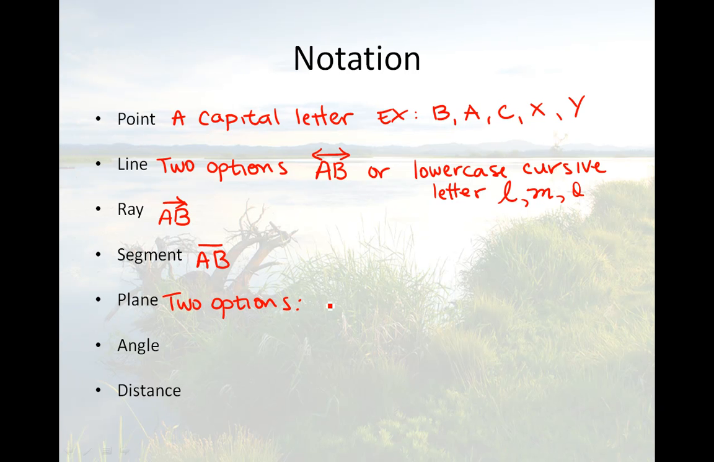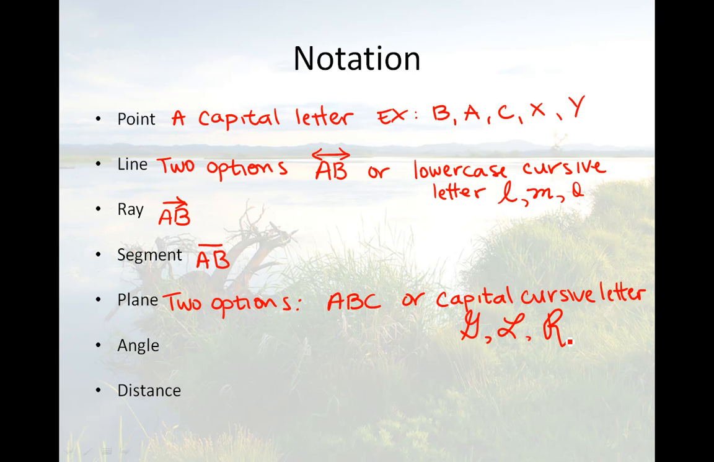A plane also has two options. One of them is three capital letters. Again, it's 3 points that are on the plane. There's nothing above the three capital letters. There's no commas. It's just 3 letters. Your other option is a capital cursive letter. So, for example, it could be G or L or R.